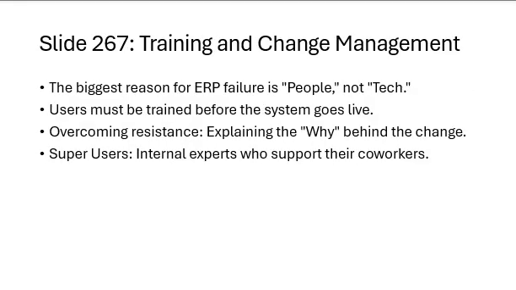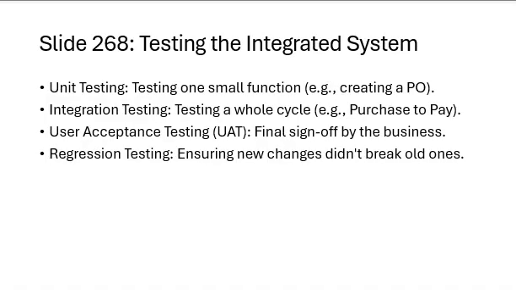Okay. Next up, training and change management. ERP failure is often caused by people, not the technology. So users must be trained before the ERP system goes live. Resistance is overcome by explaining the reason for change. Super users act as internal ERP experts. Training ensures confidence in using the ERP system, and change management builds acceptance across the organization.